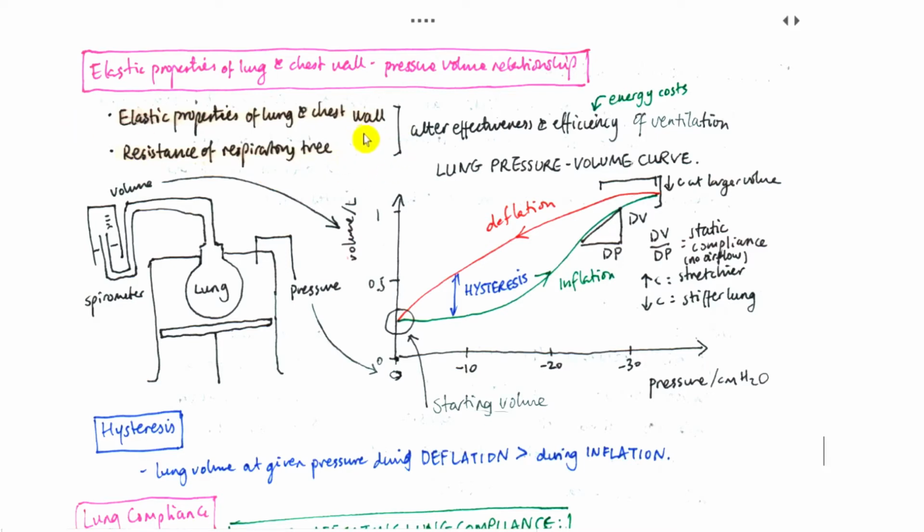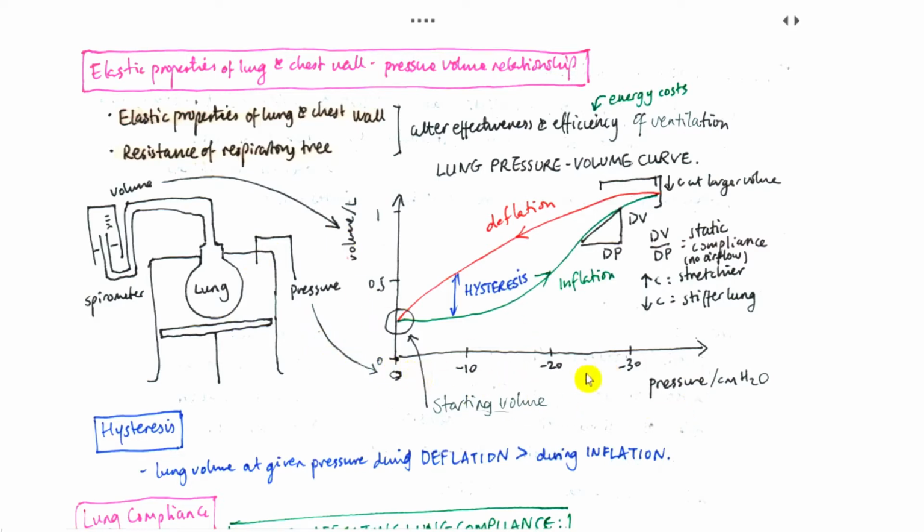So how do we measure the elastic properties of the lung and the chest wall? We can plot a pressure volume graph, which allows us to do this, and the way that we do it is we have the lung in a closed jar, and then we have the negative pressure gradient. We can create a negative pressure gradient here, and the lung is attached to a spirometer, which determines the volume, and a pressure gauge as well. And that's how we measure those two variables.